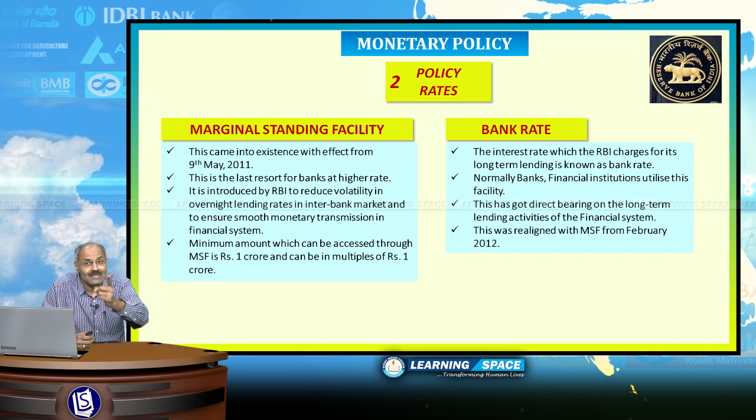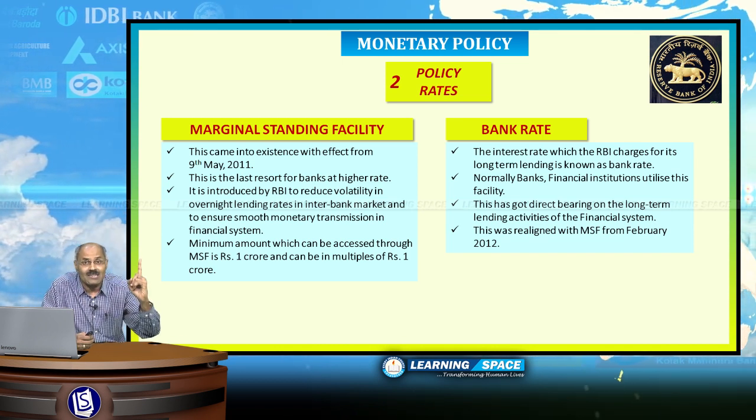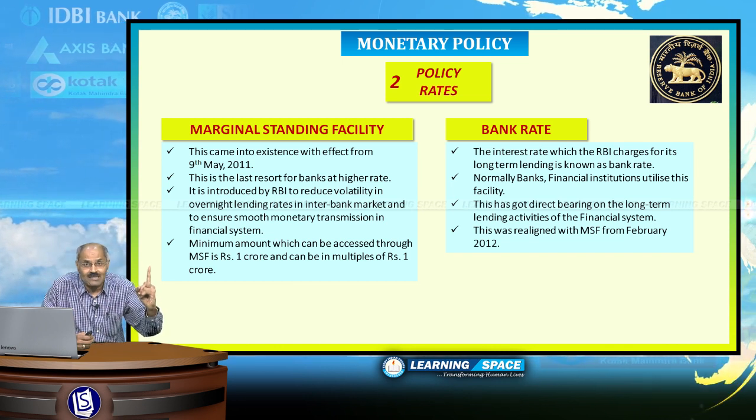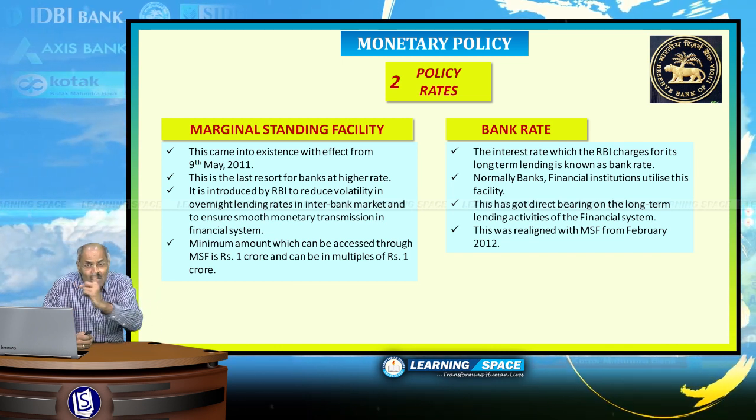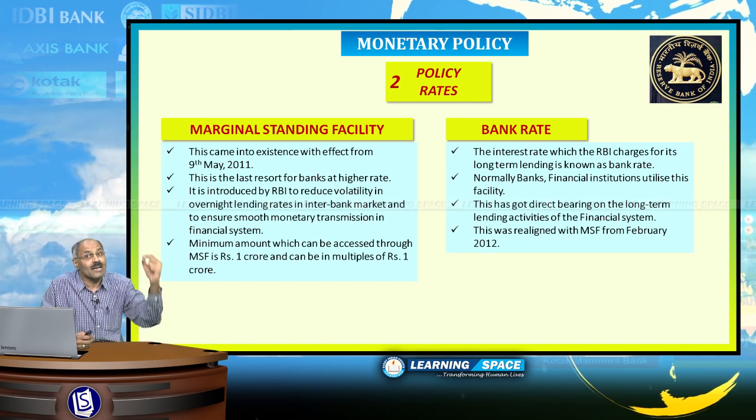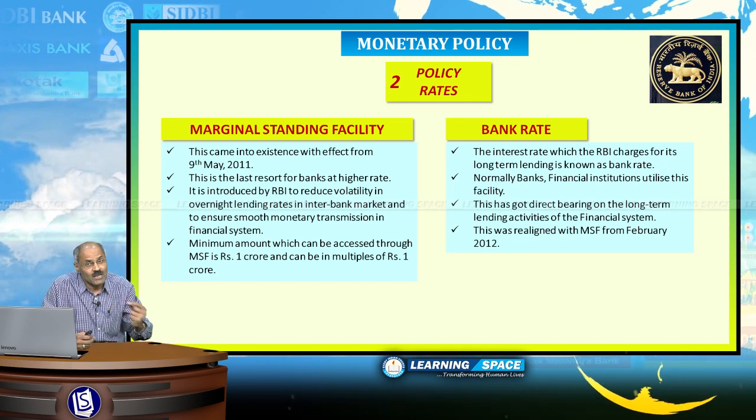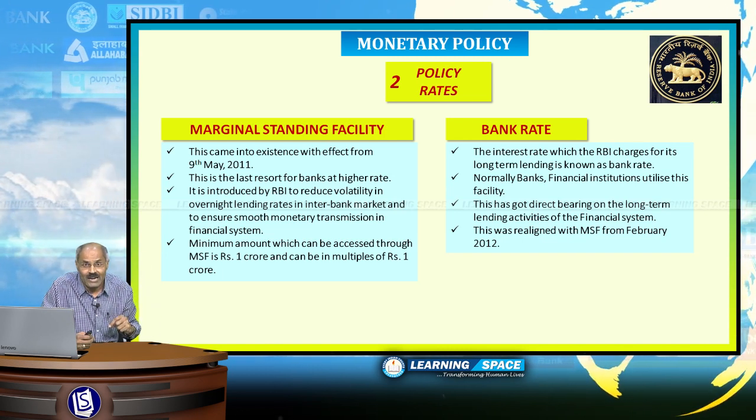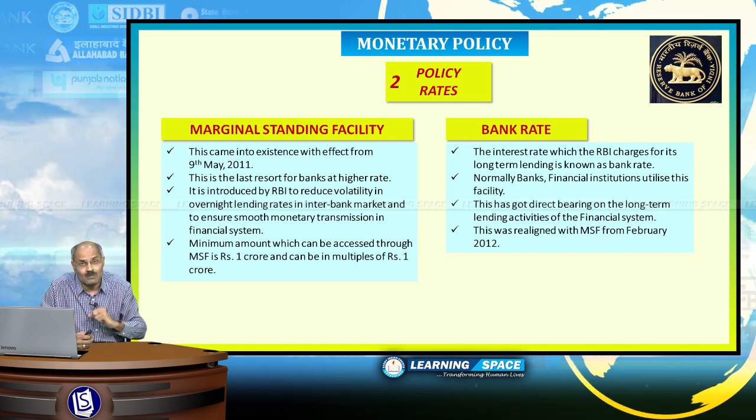And please don't forget, in the banking parlance, percentage is sometimes expressed in basis points. 1% is 100 basis points. If someone says 25 basis points, it is 0.25%. If someone says 50 basis points, it is 0.5%. Please don't forget, 1% is 100 basis points.